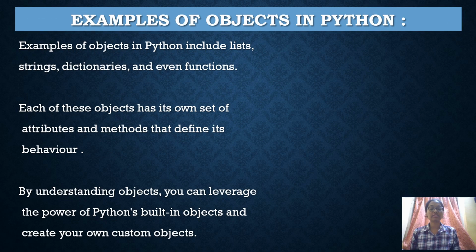Here are the examples of objects in Python. Examples of objects in Python include lists, strings, dictionaries, and even functions. Each of these objects has its own set of attributes and methods that define its behavior. By understanding objects, you can leverage the power of Python's built-in objects and create your own custom objects.